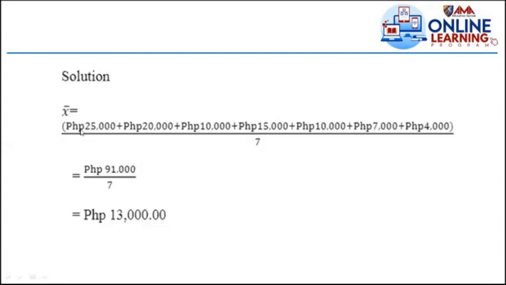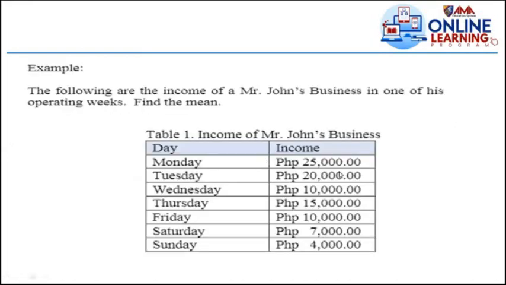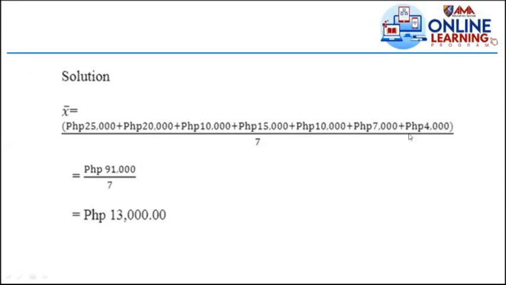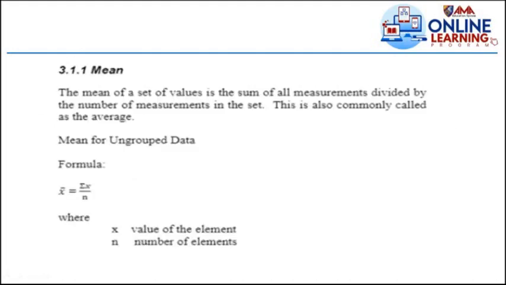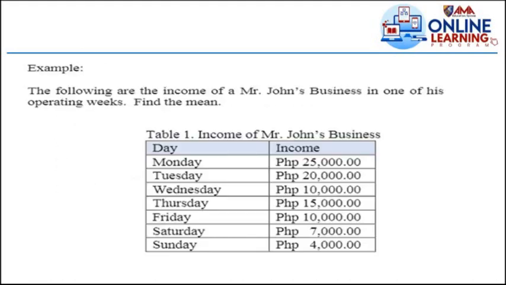Solution. X bar is equal to, we're going to add all the income. 1, 2, 3, 4, 5, 6, 7. There are 7 days and their daily income. Divided by 7 days. Then the mean or the average income for the 7 days, we have 13,000 pesos. So that's the way we're going to compute the mean of the ungrouped data.